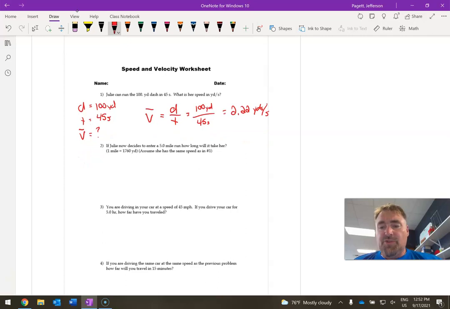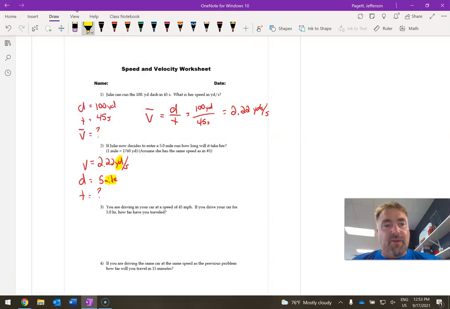Okay. In number 2, we're going to take that information, that 2.22 yards per second, because now it's the same Julie. So her velocity is still going to be 2.22 yards per second. And now she's going to go on a 5-mile run. Distance is 5 miles, and I'm looking for the amount of time. Now immediately here I'm going, uh-oh, there's a problem, because my velocity, and I'll highlight this, has yards per second, and my distance is in miles. In order to do this, I have to have consistent units.